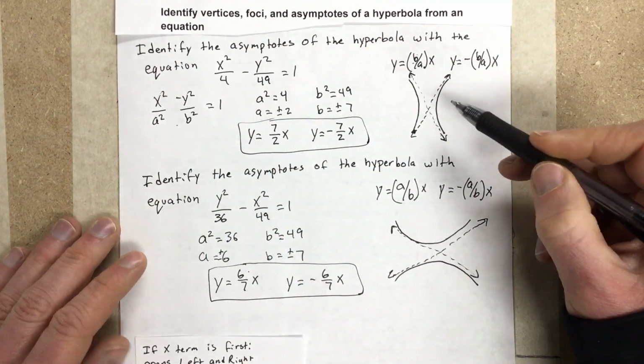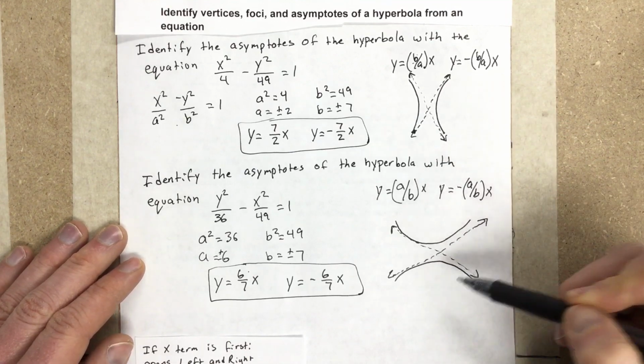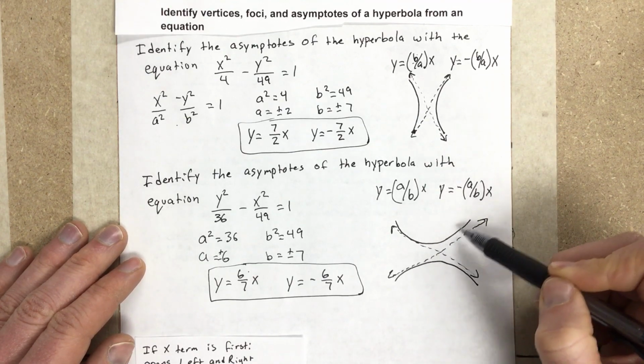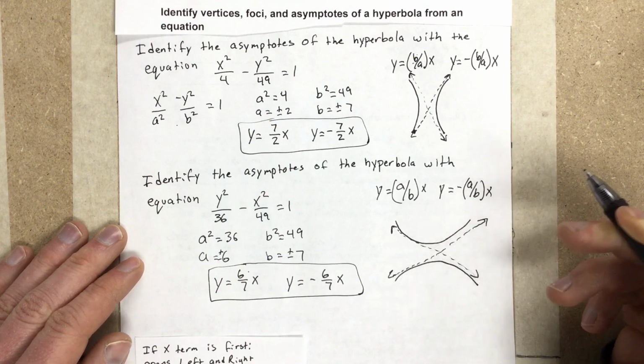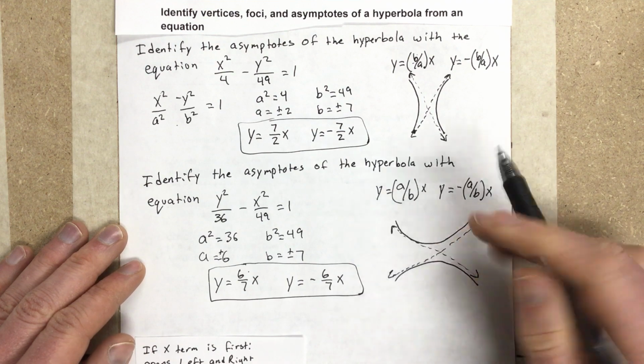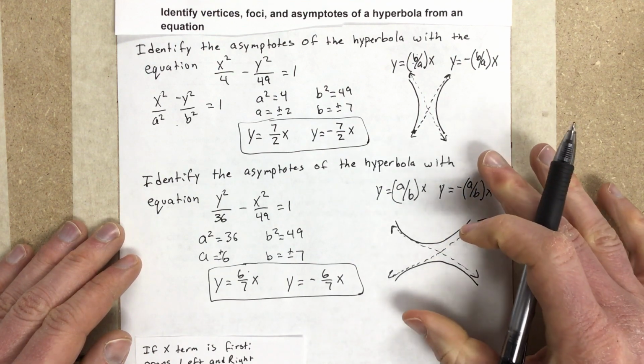And why would we want to find those? It actually helps us graph the hyperbola much easier and be more accurate, because you can see that when I didn't have the asymptotes there, my hyperbola are way off. So if I graph the two lines first, I can make a better graphical representation of the hyperbola.